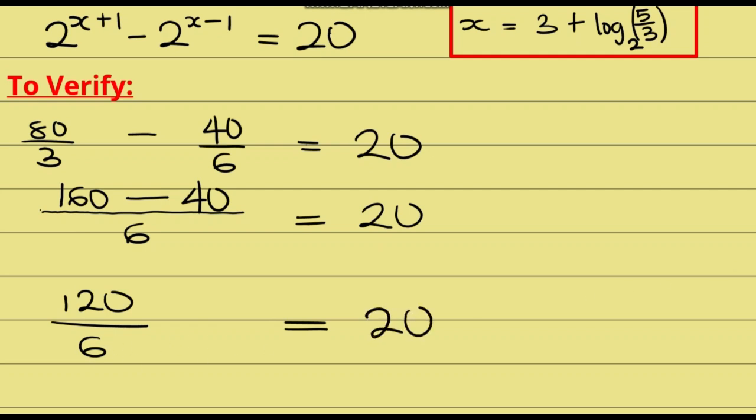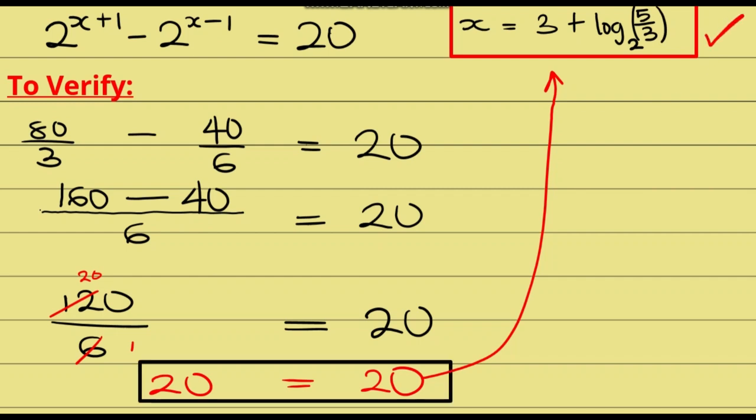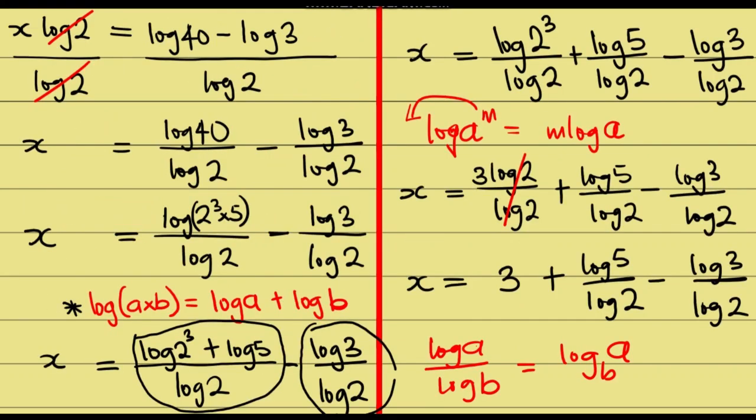Then still checking if it's going to be 20. Then if we divide this, 6 goes into 12, that's going to be 2. 6 going into 12, that's going to be 2. Then 0, that's going to be 0. So we get 20. So we have 20 equals 20, which shows that the value of this x, that's x equals 3 plus log 5 over 3 into base 2, is actually correct. Meaning that all the steps in solving that are actually correct right from the beginning to the end for the given question.